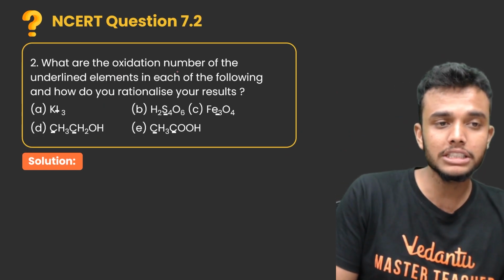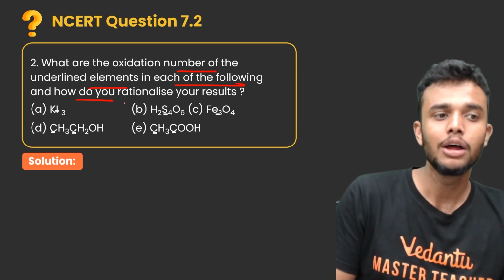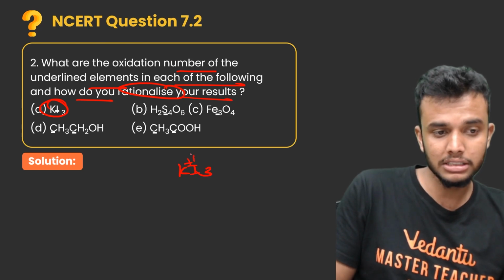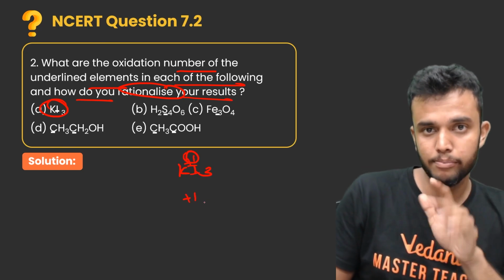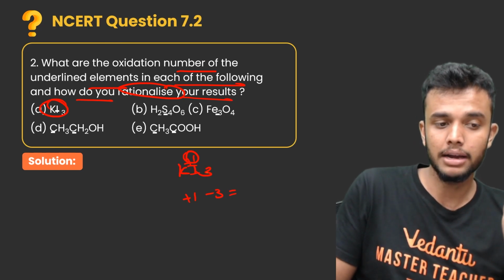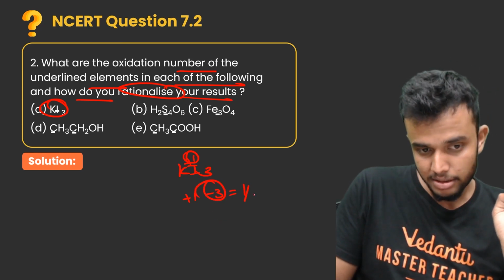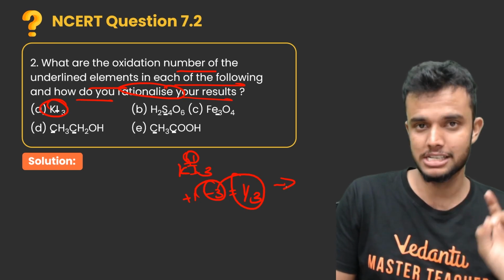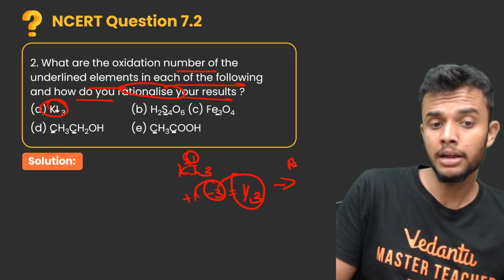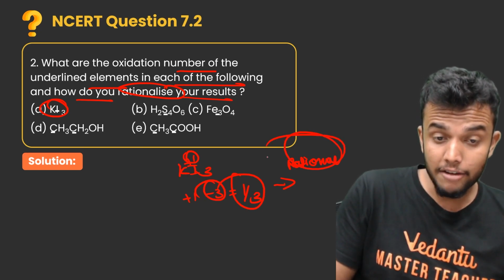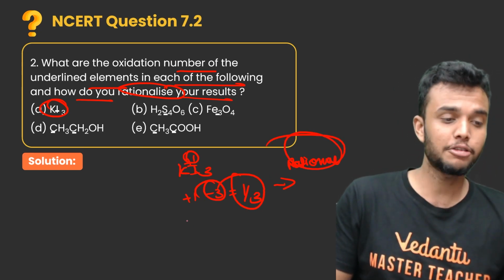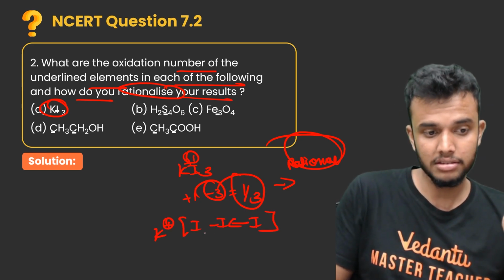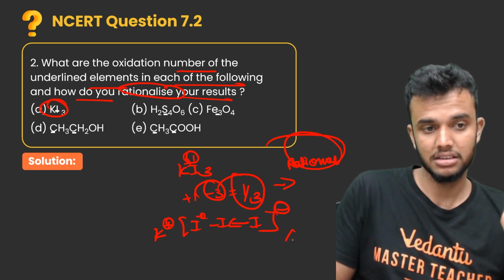Next one is: what are the oxidation numbers of the underlined elements in each of the following, and how do you rationalize your results? Okay, start here. KI3. What is the oxidation state of potassium? +1. What is the iodine oxidation state? -1. It becomes -3, so the iodine oxidation state is nothing but 1/3. It becomes like 1/3. But we already know oxidation state is never obtained in fractional form. That's why we can write it like this. This is I2 and I-. This is a structure. Minus is there here. Okay.